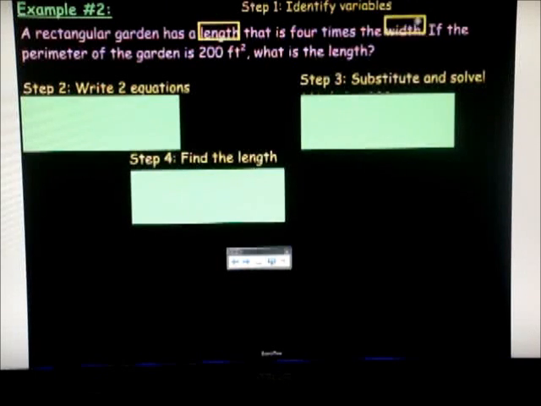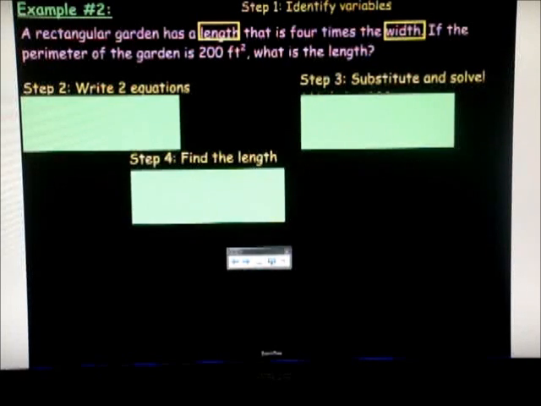But we do also know information about the width, because there's an equation to write from the first sentence, and in the second sentence we're discussing the perimeter. So once we know we're using length and width, I've decided to use L and W as my variables. For step 2, we actually can write the equations.